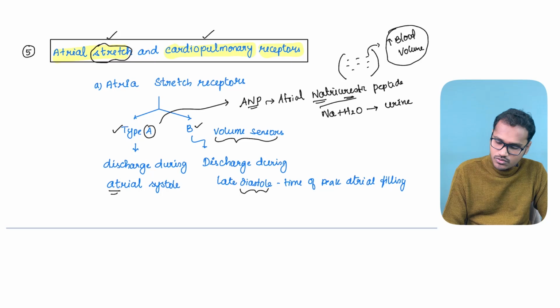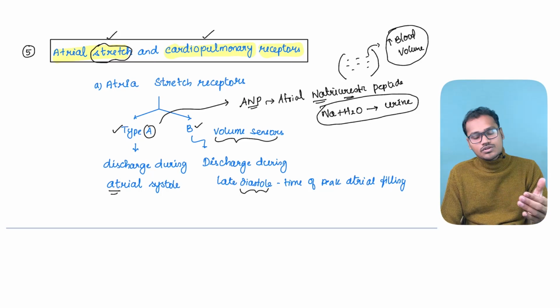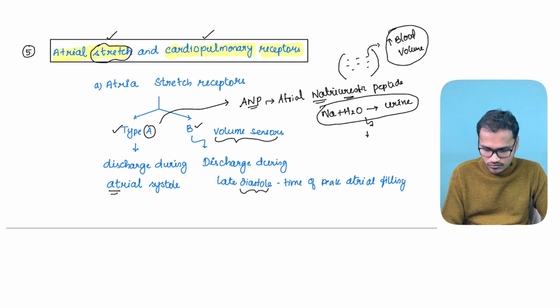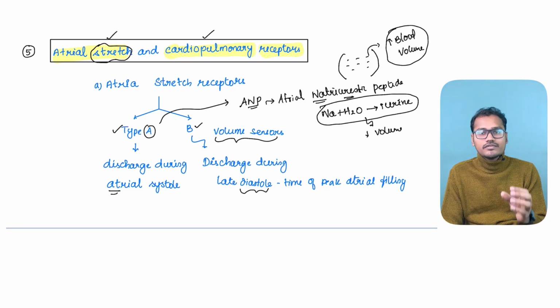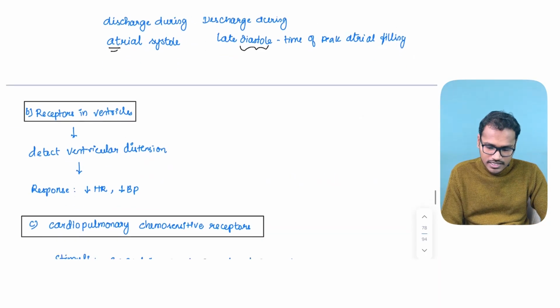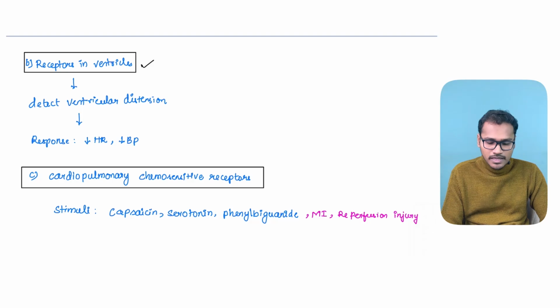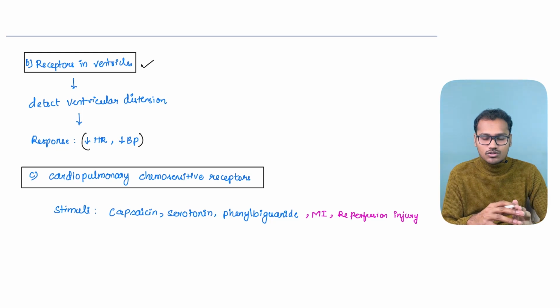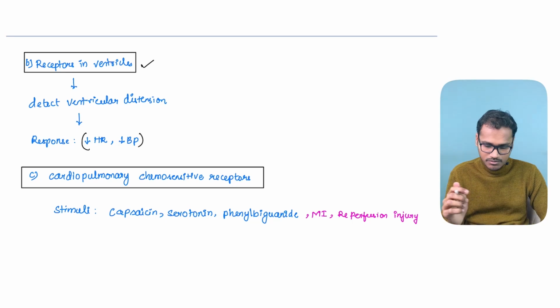So it is going to cause more and more urination, and naturally there will be a decrease in volume. So the increased volume will increase the urinary output with the help of this atrial natriuretic peptide, and they will reduce the volume. These stretch receptors are present centrally in the heart and they will control it. And there are some receptors in the ventricle also. Whenever they are distended, the heart rate is going to decrease and they are going to decrease the blood pressure. The reason behind this is not known. So basically the response seen is a decrease in heart rate and a decrease in blood pressure.